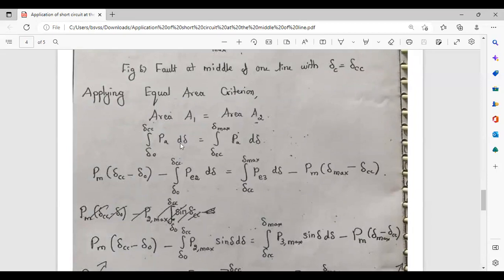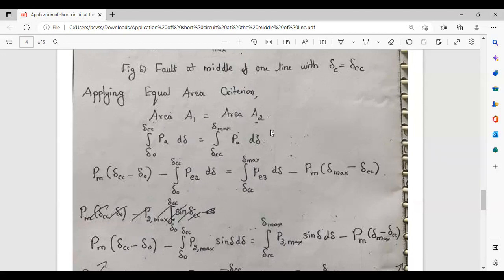So what is PA into d delta? It is nothing but the accelerating area. In the accelerating area, which power will be maximum? PM is greater than PE. So this can be written as integral of PM minus PE into d delta. If you apply the limits for delta, we will get PM into delta CC minus delta naught, minus integral of PE2 into d delta. For PE2 we have the formula, that's why here we have not applied the limits. And the limit is delta naught to delta CC. That is equal to the decelerating area.